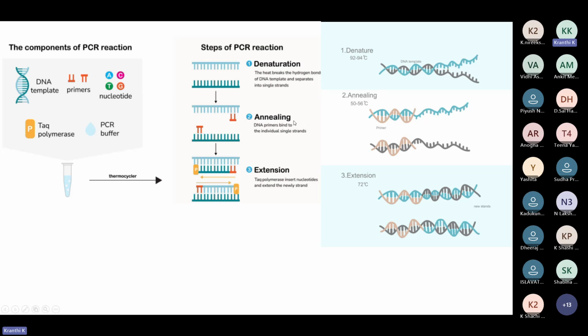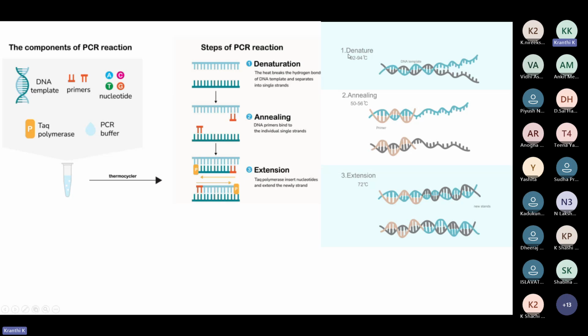After that, bring the temperature to 50 to 56 degrees, not 92. Once you bring it to 50 to 56, the primers will get added here. See, this is a primer. After getting added, you change the temperature to 72 degrees so that the nucleotides will keep on adding here. Then it will be extended like this. Got it? After extending, two strands will form, right?